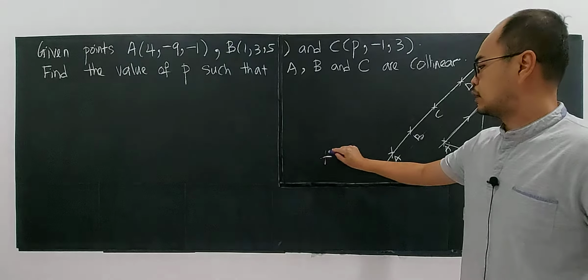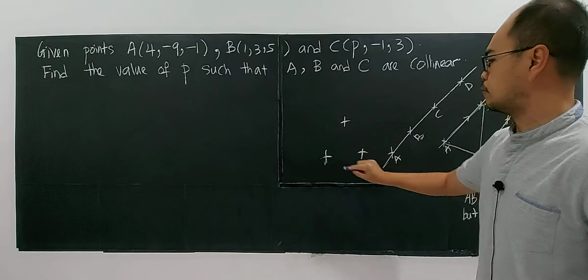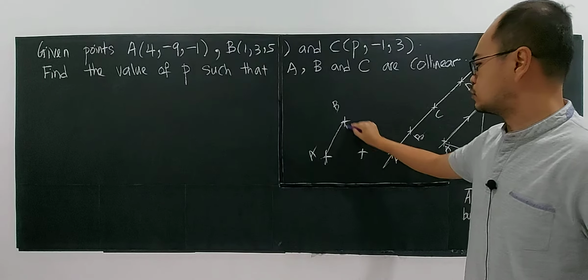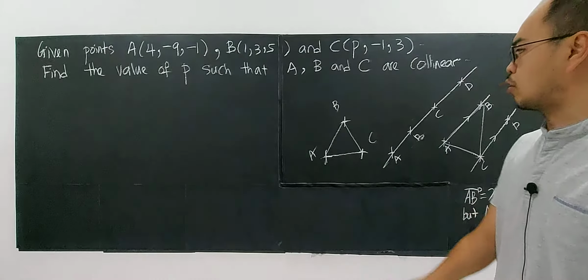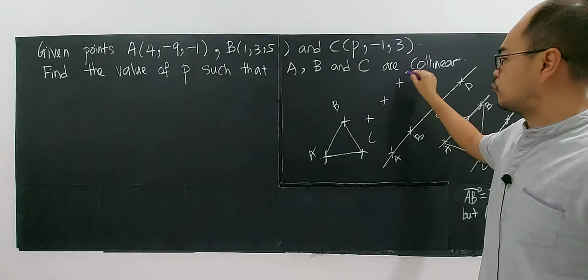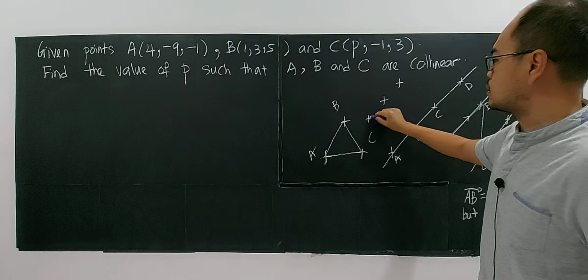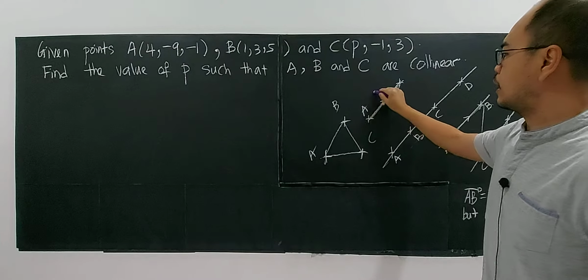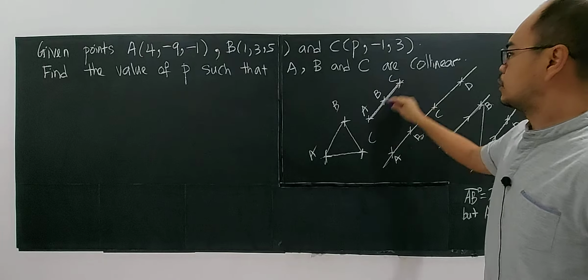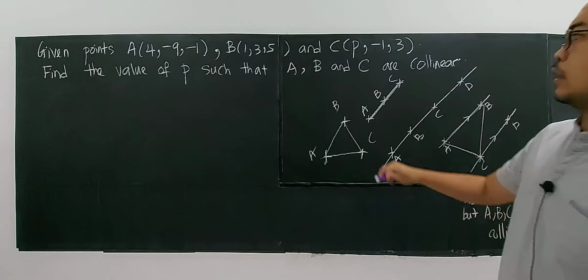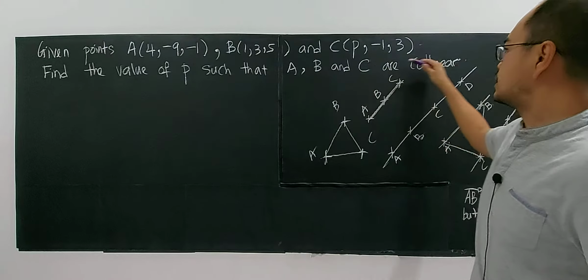For example, are these three points A, B, C collinear? No, because they can form a triangle. Collinear points can't form a triangle. A triangle can be formed by three points, but in this case, no matter how you draw, you are only forming a line. It means A, B, C are collinear, forming a straight line. So what is the concept of A, B, C being collinear?